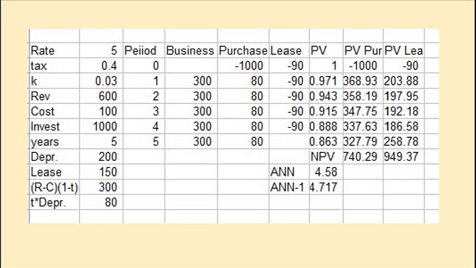And notice it's confirmed using the appropriate annuity factors. End of the period, 4.58, or beginning of the period, 4.717. And the trick there is go up a row and add 1, or take the end of the period and multiply it, in this case, times 1.03.